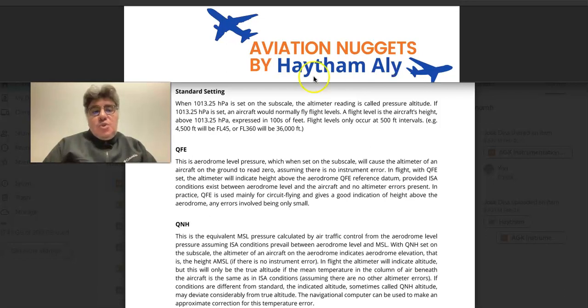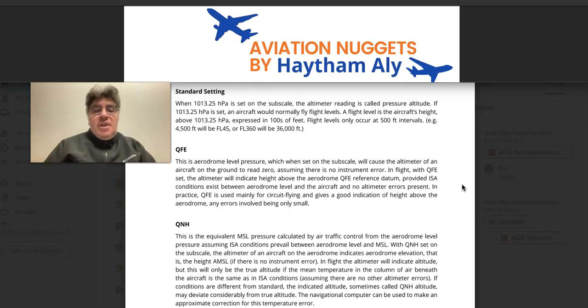What is the difference between standard setting, QFE, and QNH? What is the difference between the different altimeter settings, which are standard setting 1013, QFE, and QNH? Let's start with the definition of the altimeter.